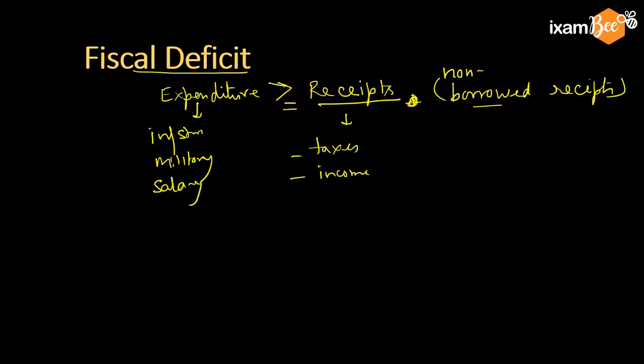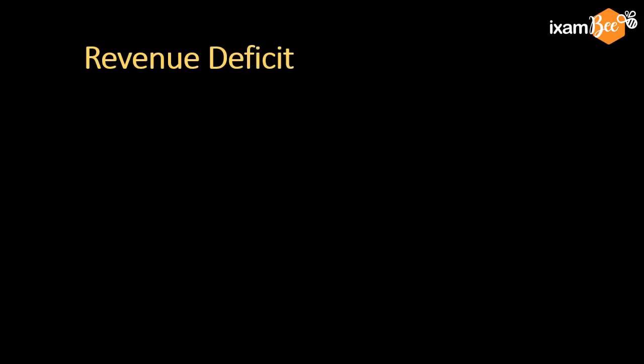Now you must be reading about different bonds, from the 91-day treasury bill to 10-year and 30-year bonds, which the Government of India issues. So that is the government's borrowing program to meet the fiscal deficit. What is revenue deficit? Revenue deficit is the difference between revenue expenditure and revenue receipt. This is the shortfall of the government's current receipts over current expenditure.